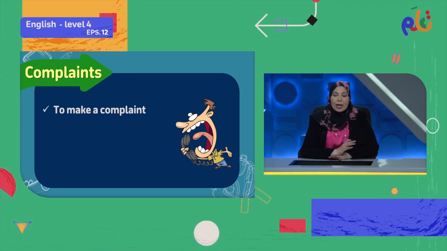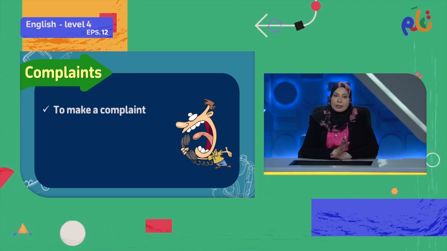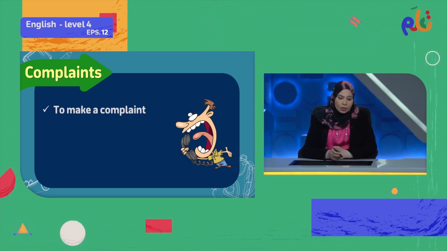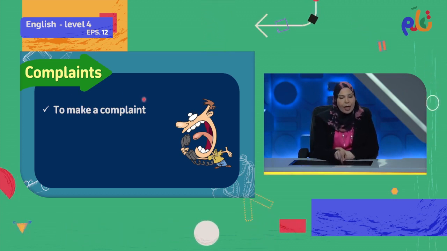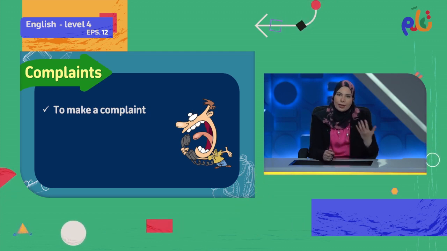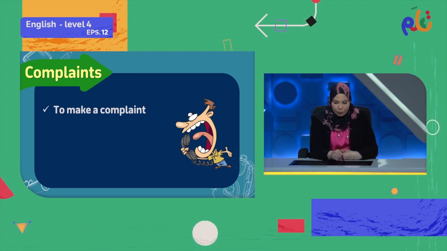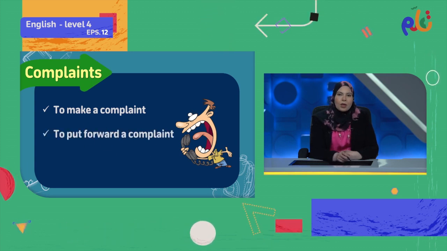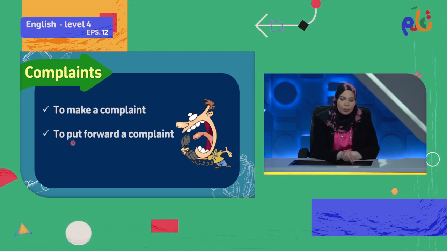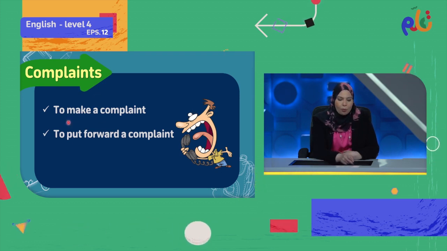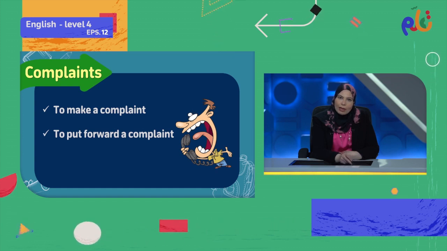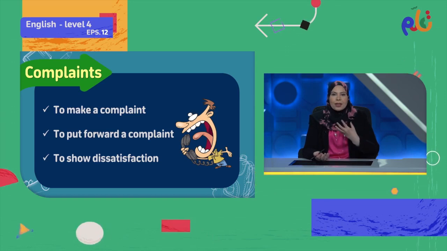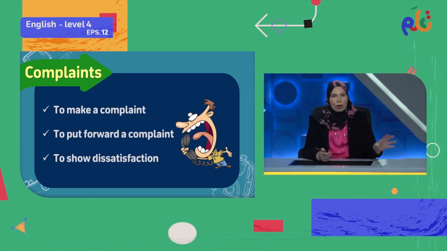Before we do that, let's look at different meanings for the word complain. Complain is a verb, and we say make a complaint. So this is a verb and a noun. Or we can also say put forward a complaint. The difference between make and put forward is the level of formality. Put forward a complaint is more formal than make a complaint. Or show dissatisfaction. This is another way of saying that I have a complaint.